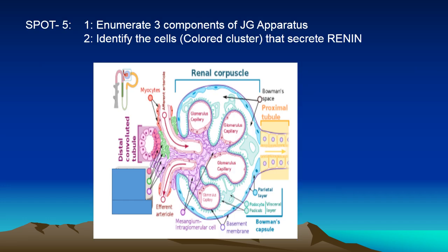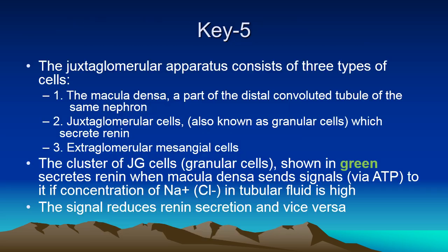Spot 5. Enumerate three components of the juxtaglomerular apparatus and identify the cells that secrete renin. From the books, and from the knowledge of physiology as well, the juxtaglomerular apparatus consists of three components. Macula densa, a part of the distal convoluted tubule of the same nephron. Juxtaglomerular cells, known as granular cells, which secrete renin, and extraglomerular mesangial cells, which also have an important function.